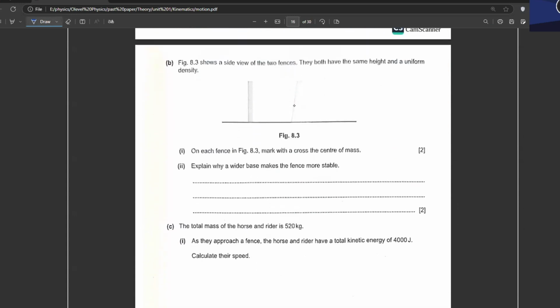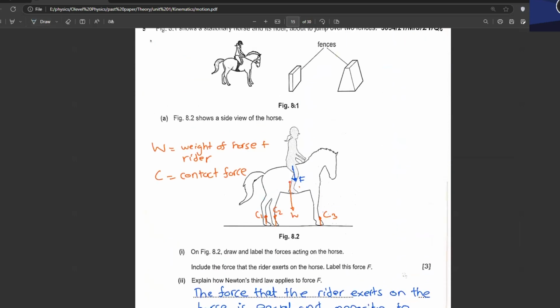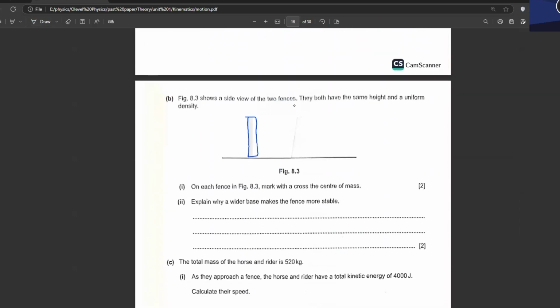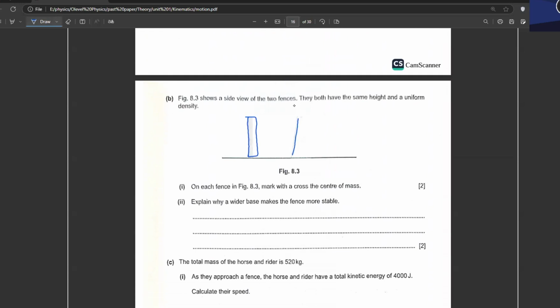Figure 8.3 shows a side view of the two fences. Okay, so one fence is like this, square. Basically, let me show you the fences. These are the two fences, okay? And this was the second fence, obviously. Since these are scanned images, some things are not scanned properly. These are the two fences.